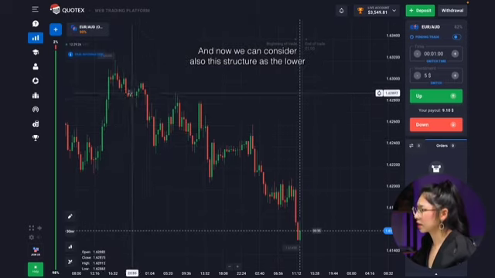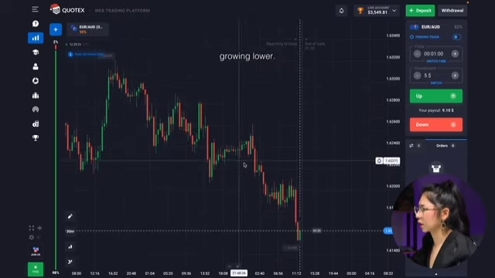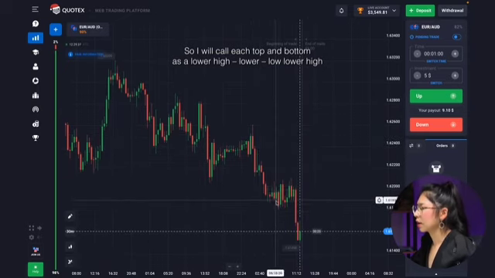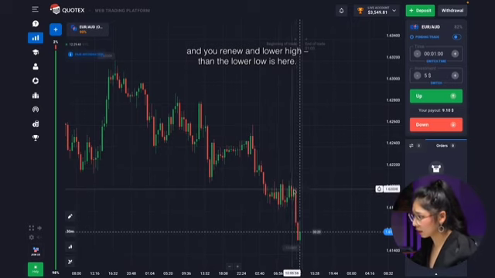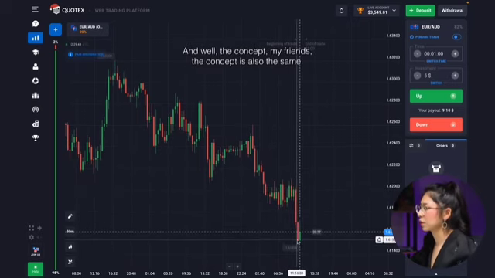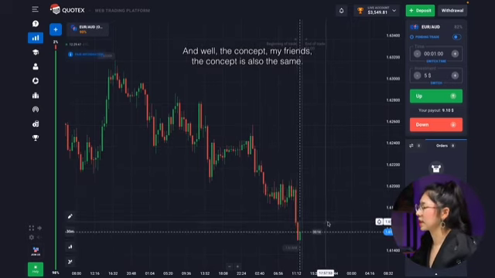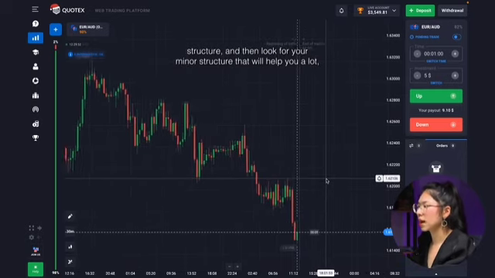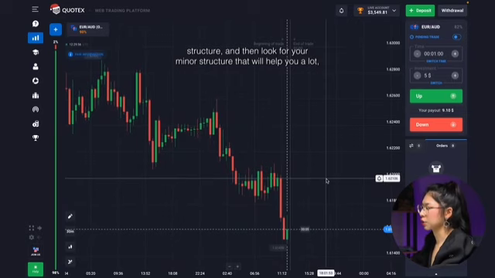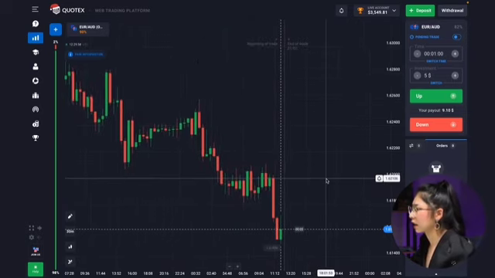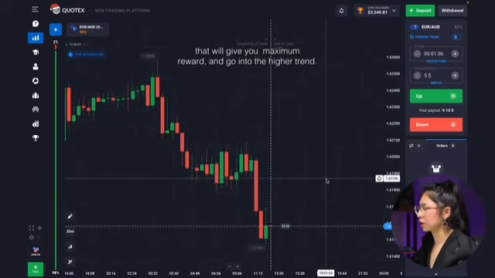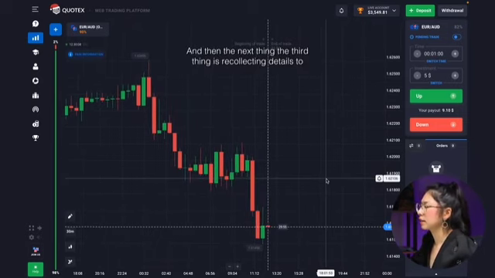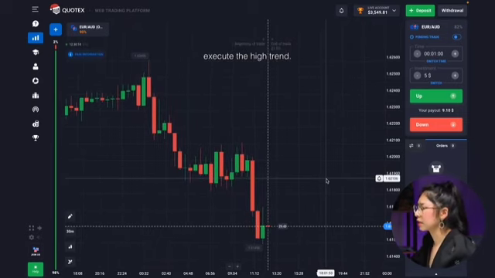And now I can consider this structure as lower highs and lower lows. I will call each top and bottom a lower high, lower low, lower high and renewed lower low. And the concept, my friends, is the same. You just look at the major structure, consider this structure, and then look for your minor structure that will help you a lot. Then it will give you maximum reward, go into the higher trend, and the third thing is recollecting details to execute the trend.